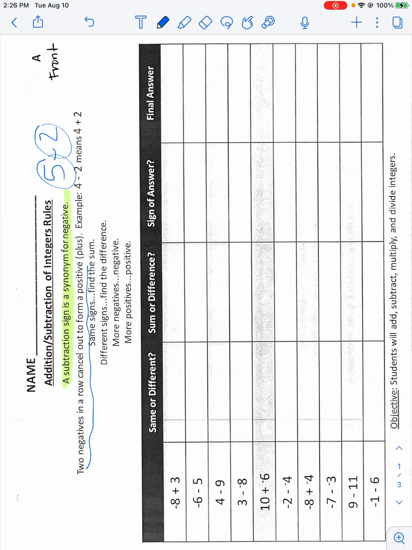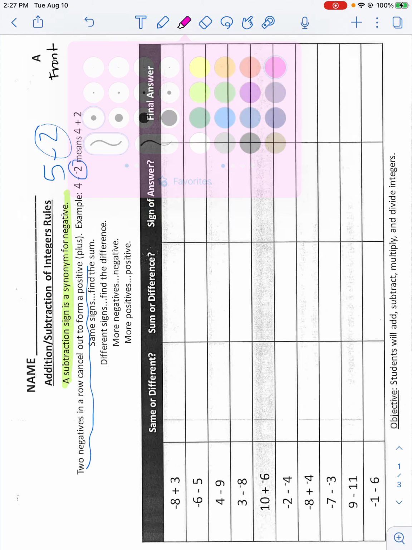So if you have 4 minus negative 2, that minus a negative becomes 4 plus 2. Same sign, so if you can remember these two rules, it's going to be much simpler.